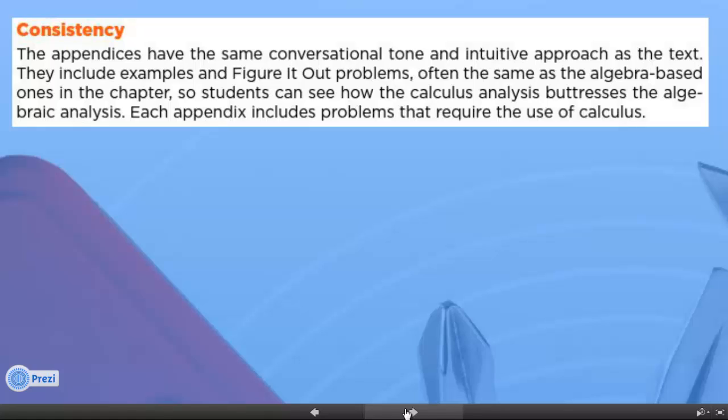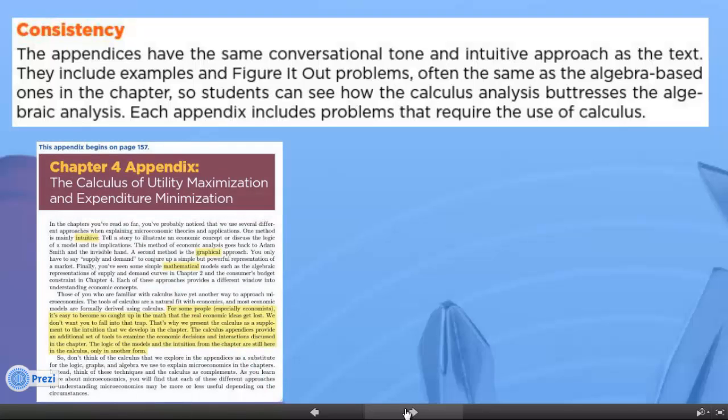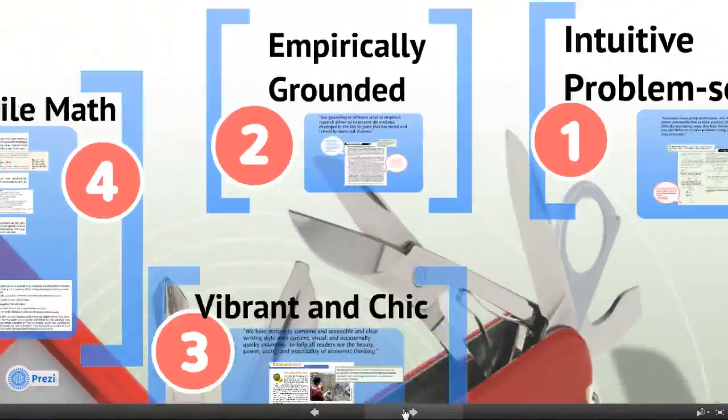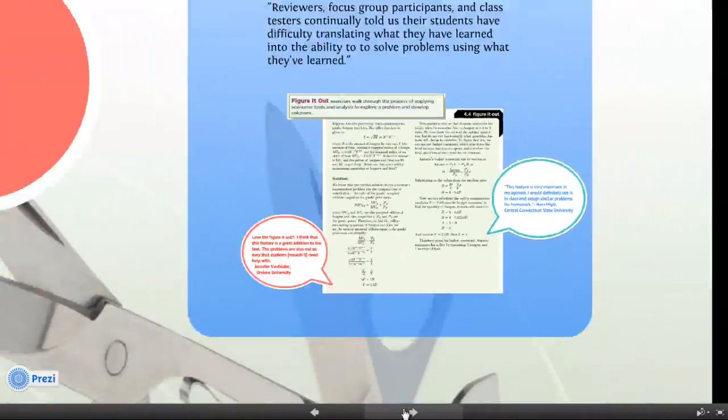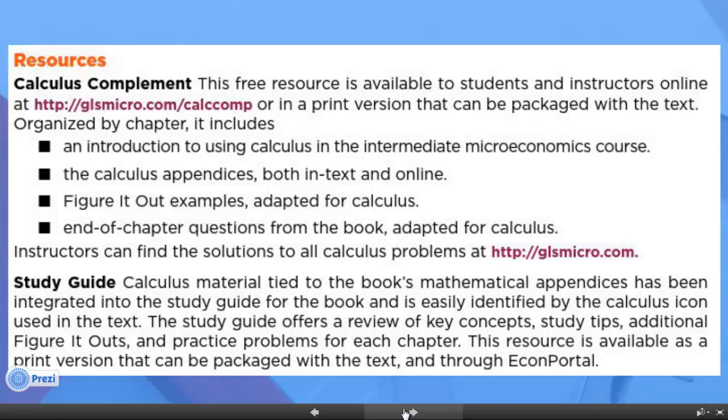The authors recognize that math can be a huge stumbling block for students taking this course, so they've actually carried the same conversational tone over from the text to the calculus appendices. Along with the figure it out feature that I mentioned before, not only does Goolsbee-Levitt-Syverson have the most versatile math coverage, it's got something for everyone, but it offers the most student support in this area as well.